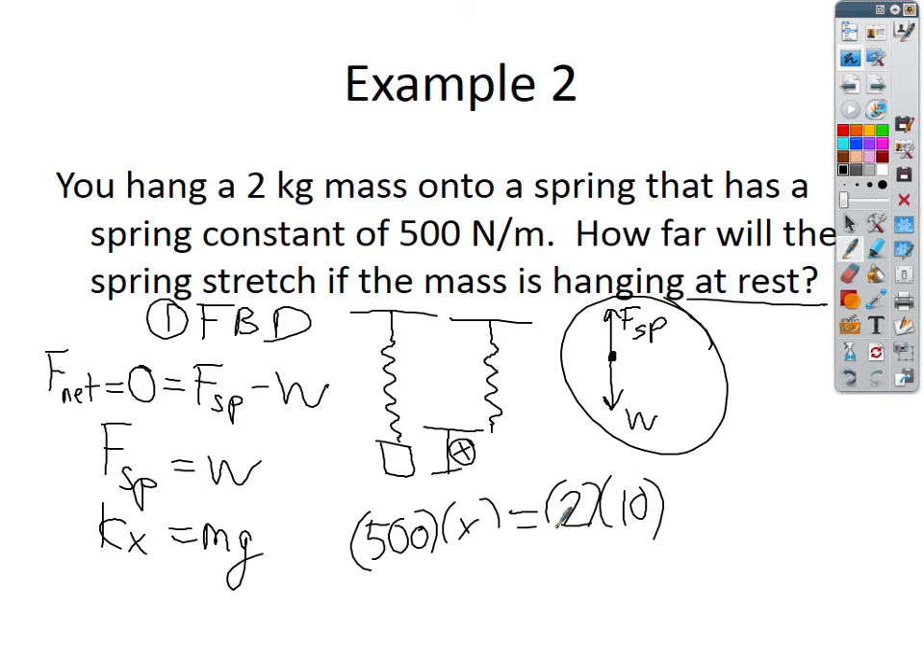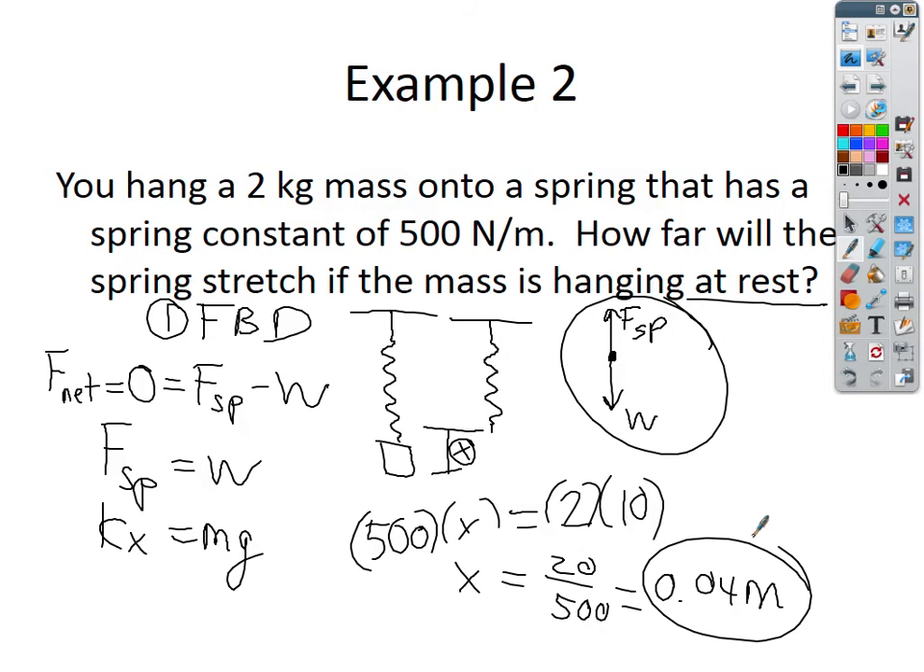This should be x equals 20 divided by 500. I knew that didn't make sense. 20 divided by 500 would be 0.04 meters. That makes a lot more sense. I'd be surprised to see a spring stretch 25 meters. All right, so that's only 4 centimeters. That makes a lot more sense.